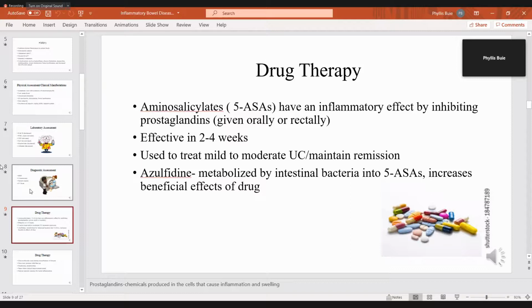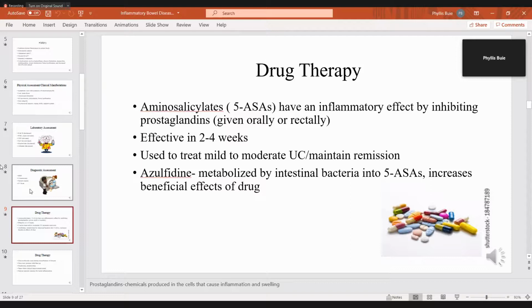And this therapy is kind of like your psych therapy. It doesn't happen overnight. It's going to take 2 to 4 weeks for you to be able to tell a difference. So they have to kind of hang in there and be patient and compliant with the therapy over the 2 to 4 weeks until it really starts working. And this drug can also be helpful in maintaining remissions of ulcerative colitis.